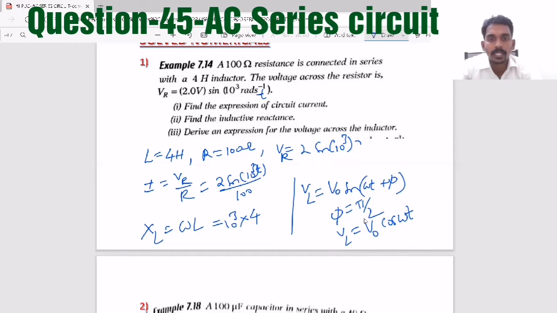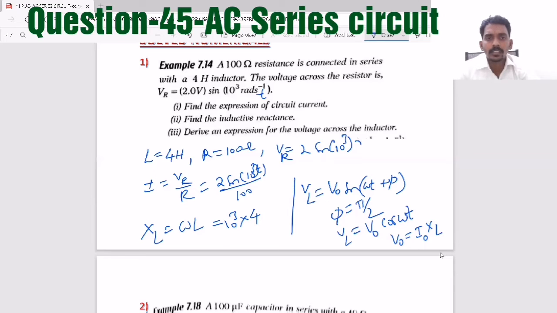So VL equals V naught cos omega t, where V naught is the maximum voltage, that is I XL. And to find V naught, the value is I naught into XL. So this way you can find it. See, when you consider this question, everywhere it is calculation based. Find the expression of circuit current, that is a direct question. Find the inductive reactance, direct formula, simple calculation. Derive an expression for the voltage across the inductor.